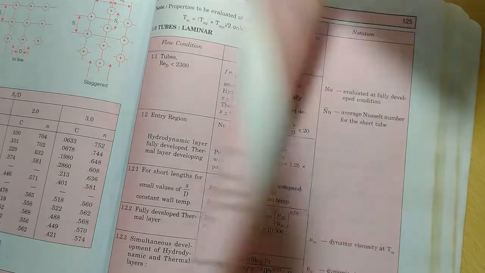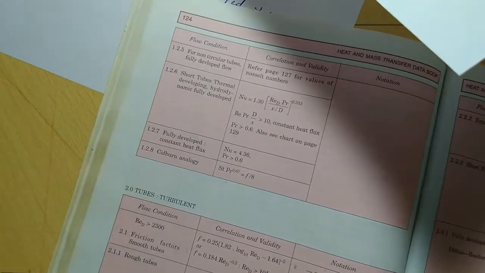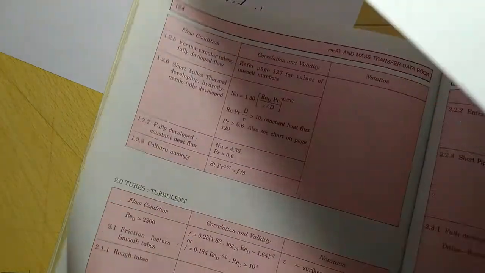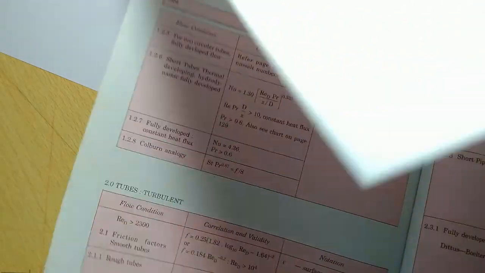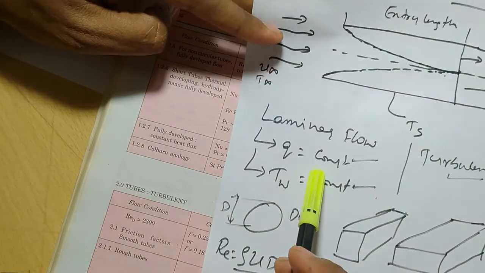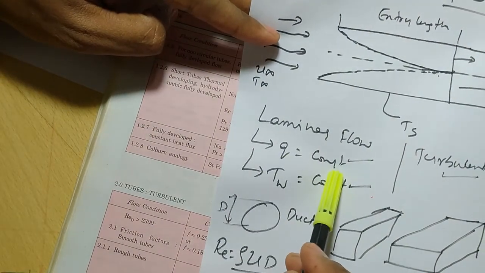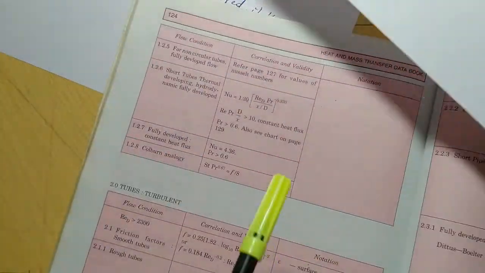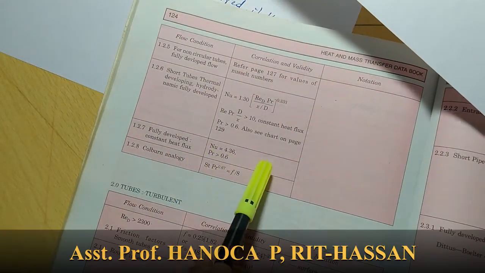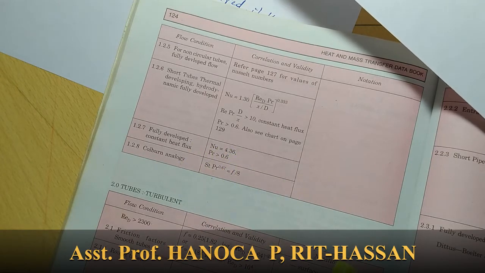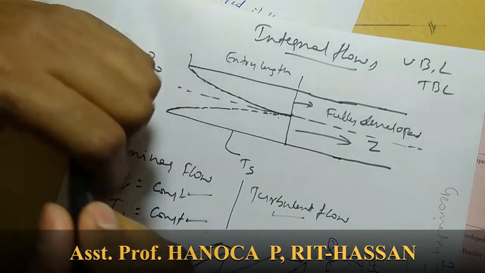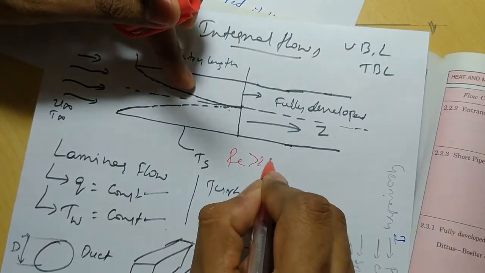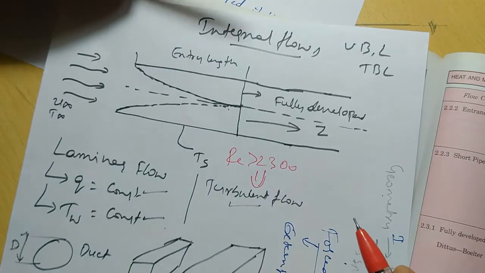In the same way, if it is a constant wall temperature, Nu equals 3.66. Suppose it is a constant heat flux condition, fully developed flow and laminar condition, the Nusselt number becomes 4.36. There is no equation. This is the constant we will obtain for that condition. Suppose if Reynolds number is greater than 2300, that becomes a turbulent flow.